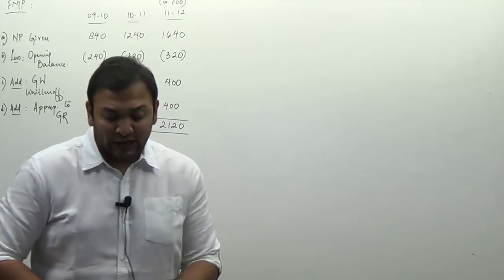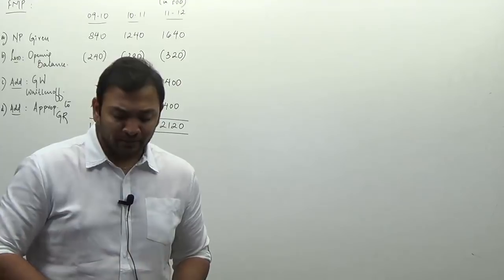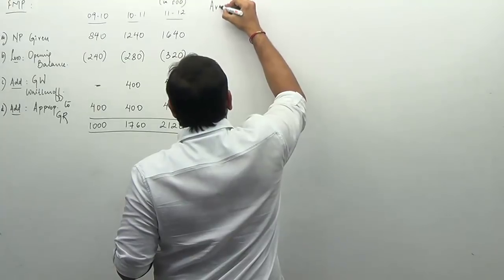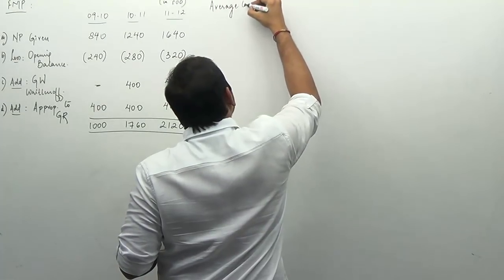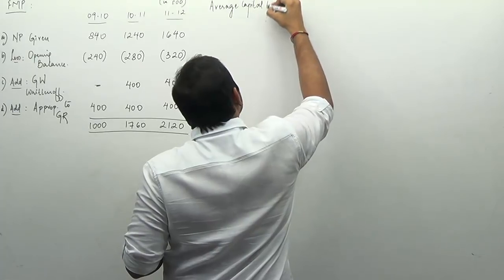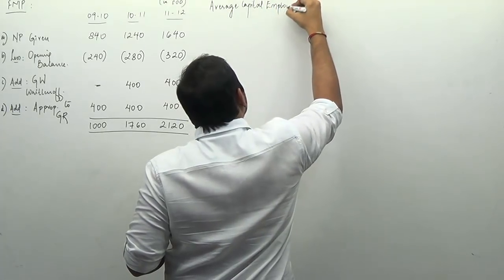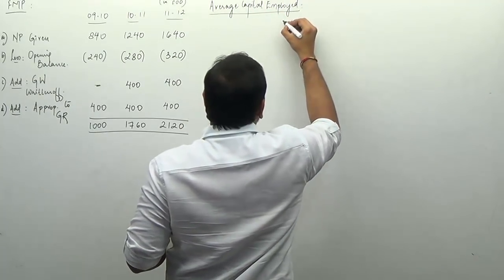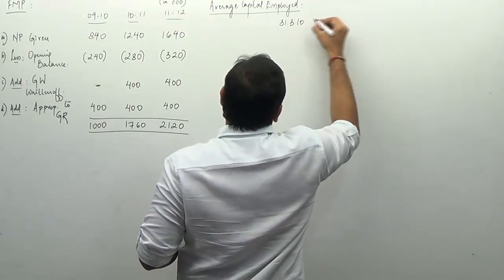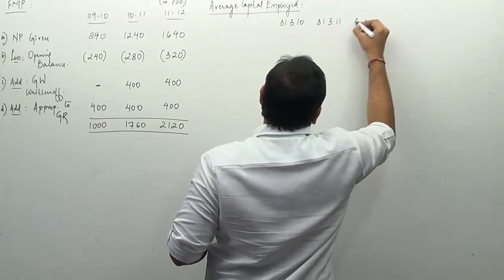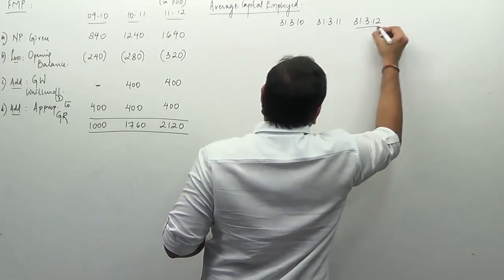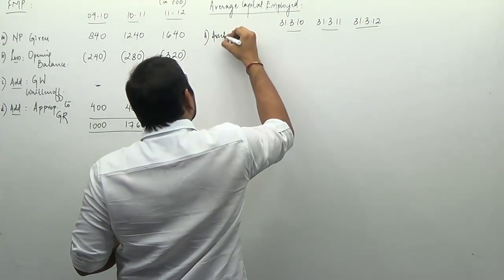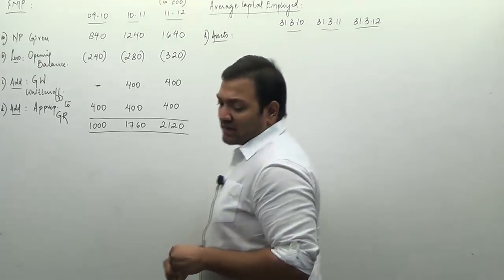These are the profits which we need to compare with average capital employed each year. Let's try to get average capital employed each year. First, let's get the closing capital employed as on 31st March 2010, 31st March 2011 and 31st March 2012. Let's get the closing capital employed first. Then we can think about average.